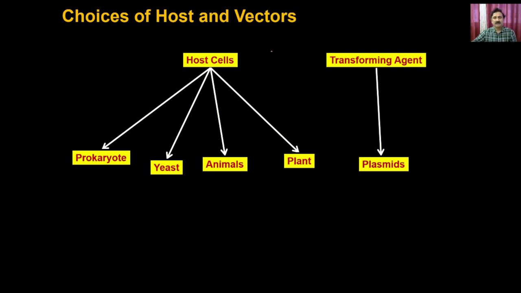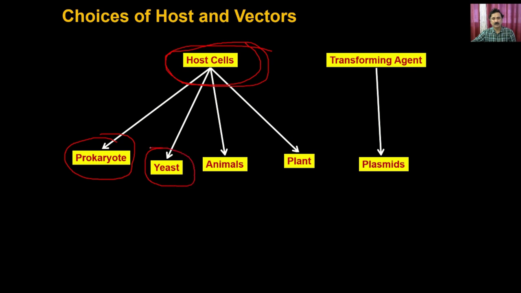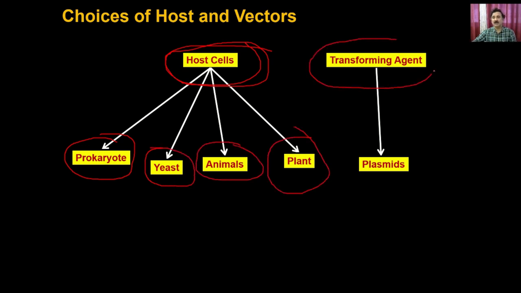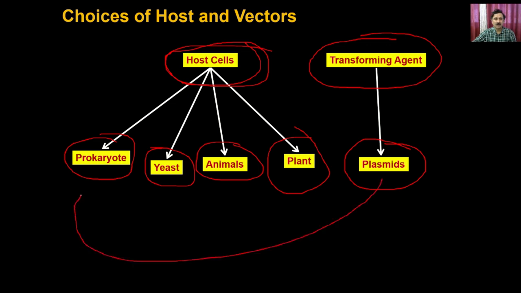What are these steps? First, you have to choose the host strain. For example, should I use a bacterial species, yeast, animal or plant? That depends on the transforming agents, on what kind of vector you have taken. If the vector is a plasmid, then you can use the prokaryotic species, because if you remember, every vector has its cognate pair with the host strain.